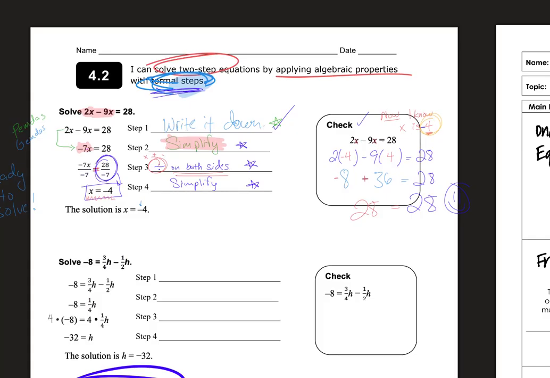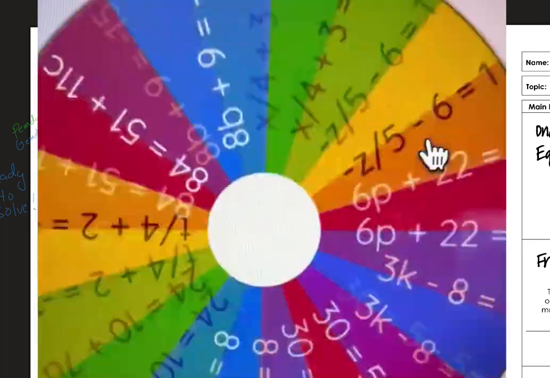Hey, you're about to go on Thanksgiving break. Don't forget all this stuff. And we even talked about it when you came back from Thanksgiving break to say, hey, do you remember this stuff? Okay. Let's spin the wheel.